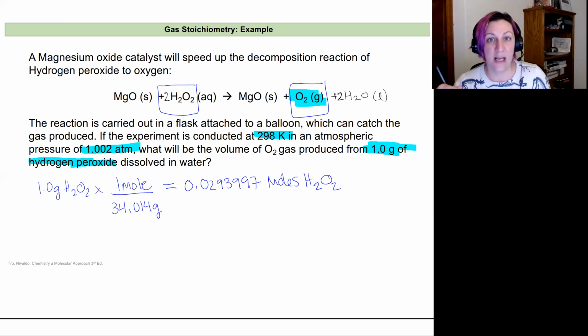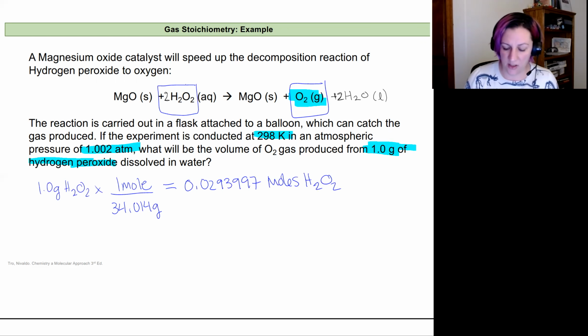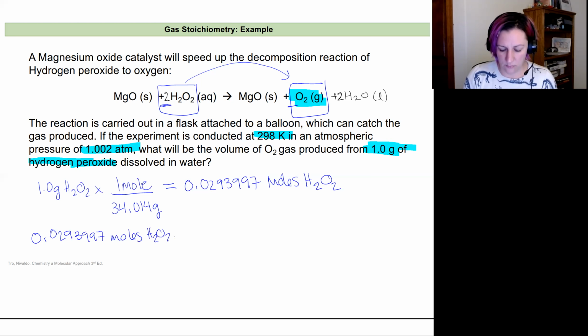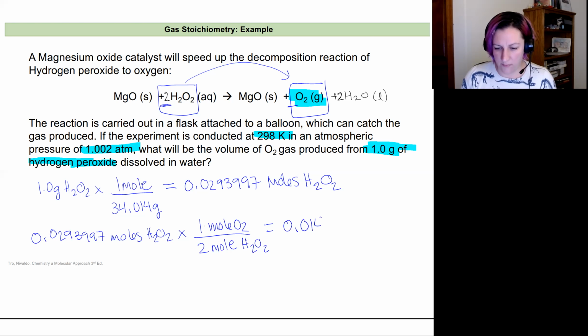So now with this information, we can do our mole to mole conversion, which will take us from our hydrogen peroxide to our oxygen. And so we have a 2 coefficient and a 1 coefficient. So we have a 2-to-1 ratio. So I'm going to take those moles of hydrogen peroxide and convert it into moles of oxygen using my coefficients as my conversion factor. And that's going to give me 0.0146998 moles.